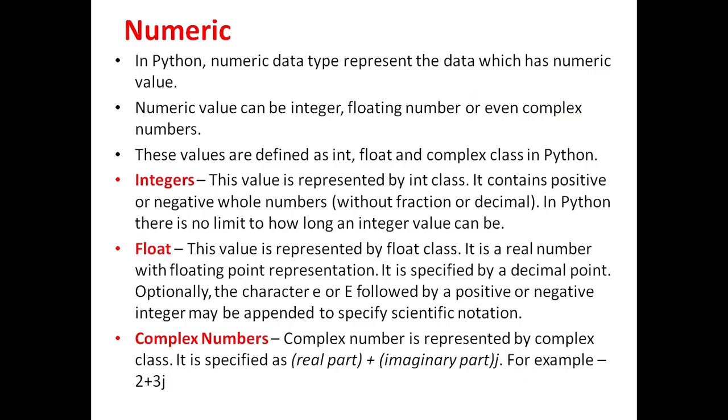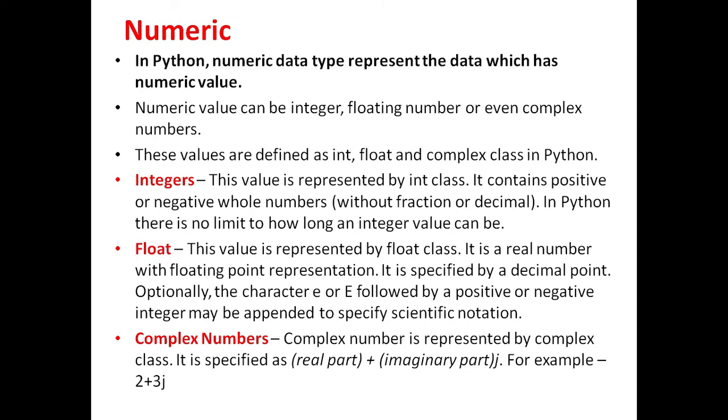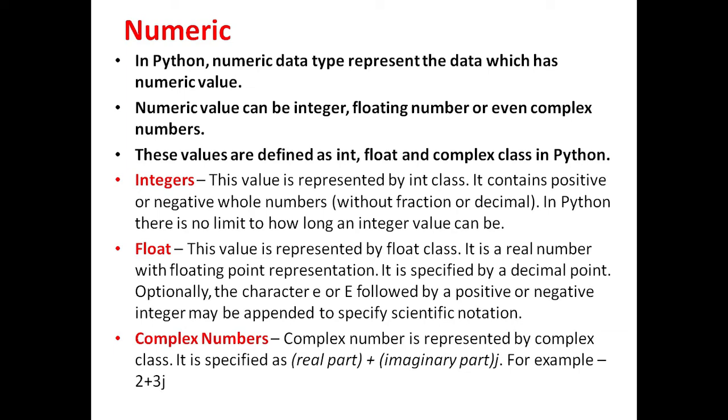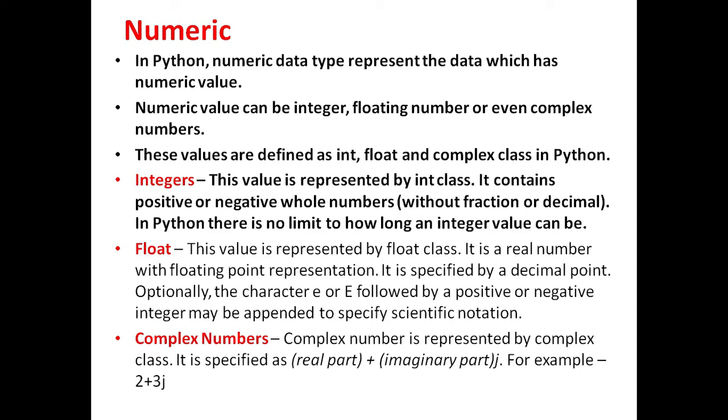First we will see numbers or numeric. In Python, numeric data type represents the data which has numeric value. These can be integer, float, and even complex numbers. These values are defined as int, float, and complex class in Python. Integer is the value which is represented by int class. It contains positive or negative whole numbers, that is, without fraction or decimal. In Python, there is no limit to how long an integer value can be.